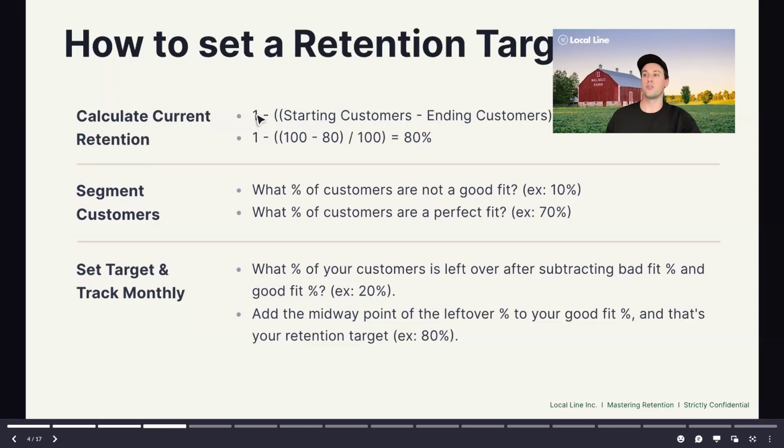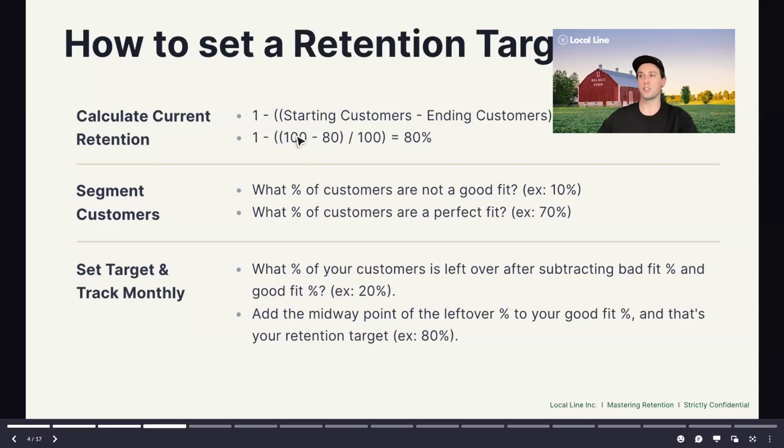What you want to do is you go 1 minus, and then over some period of time, call it annually if you want, the number of customers you started with on January 1st, minus the number of customers you ended with from that starting cohort. What's important is if you start with 100 customers and then you get a new customer, 101, you're not including that one in your ending retention calculation. It's a starting cohort and then what you had from that cohort at the end of the period. And then you divide that number by the number of starting customers.